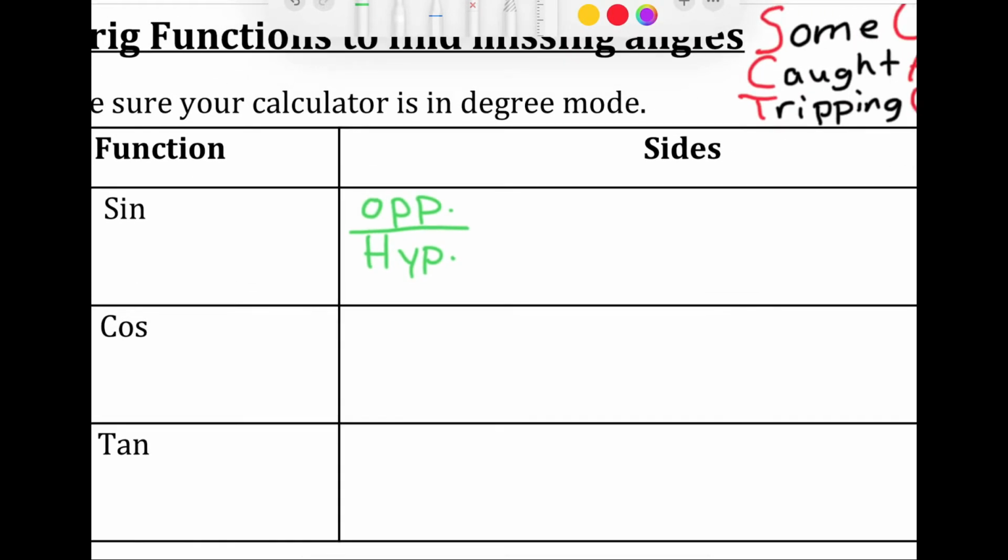If we are given a right triangle, our hypotenuse side is going to be across from the right angle, always. And let's say our angle that was given was up here in the corner, which is theta. Our opposite side would be across, which would be right there. So that would represent our sine trig function.